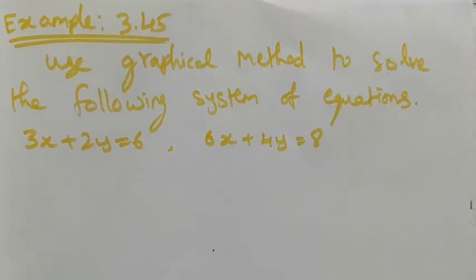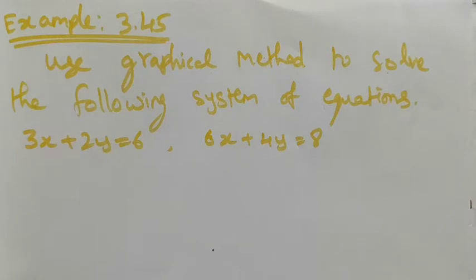Class 9, example sum 3.45. Use the graphical method to solve the following system of linear equations. The equations are 3x plus 2y is equal to 6 and 6x plus 4y is equal to 8. Here we are using the graphical method.